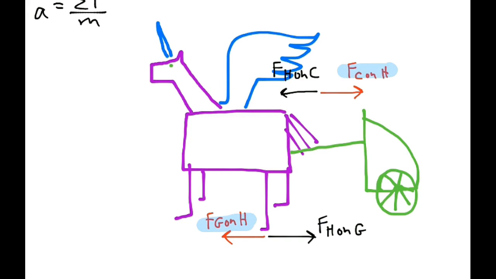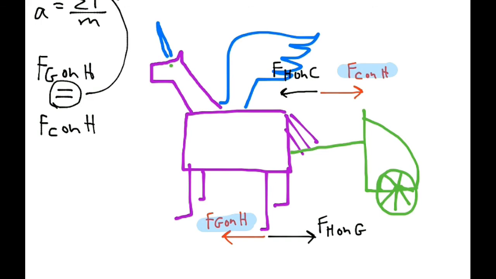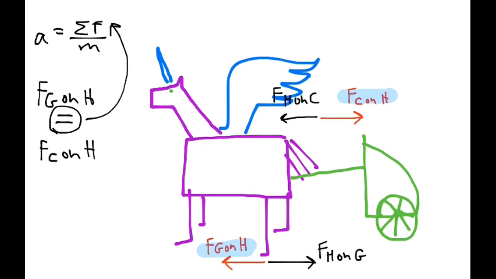So simply put, if we take a look at the force of the ground on horse versus the force of the chariot on horse. If the ground on horse is greater, then the horse will accelerate to the left. If the force of the chariot on the horse is greater, the horse will accelerate to the right. Recall also that if they're even, if these two cancel out, then we're going to see a net force of zero. And with a net force of zero, we're going to have either a horse at rest or this unicorn Pegasus horse in constant velocity. Oh, wow.